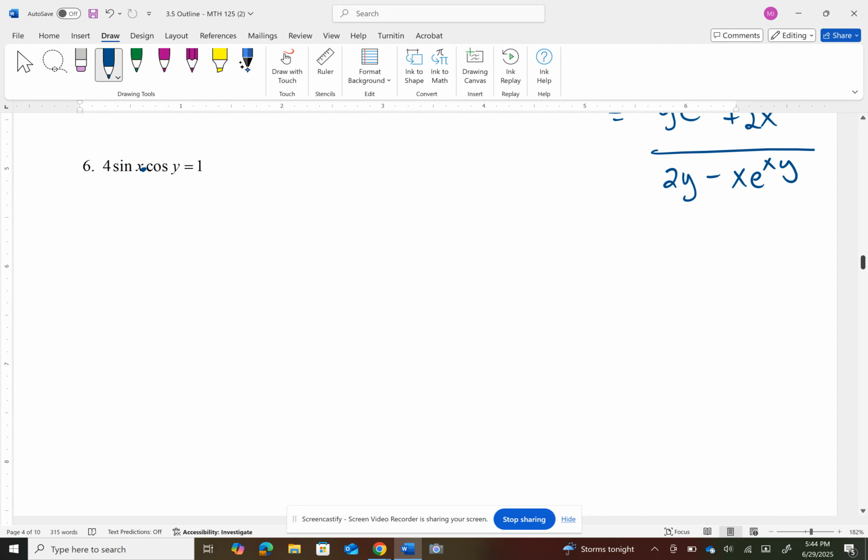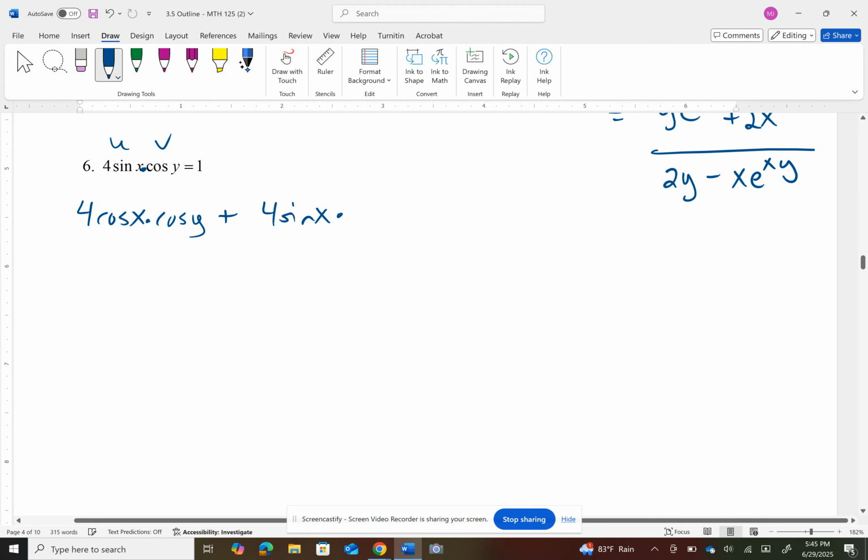So I'm treating the 4 sine x as my u and the cosine y as my v. So the derivative of 4 sine x is just 4 cosine x. Okay, and it's a product rule. So now I'm going to add, oops, I didn't do the right thing though. So the derivative of u would be 4 cosine x. I need to multiply by the second function as is, and then I need to add to that the first function as is times the derivative of the second one.